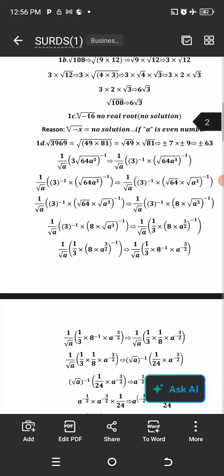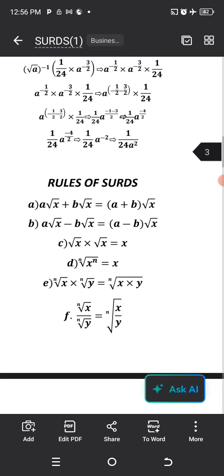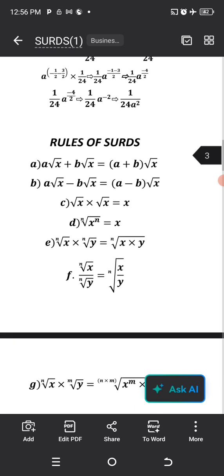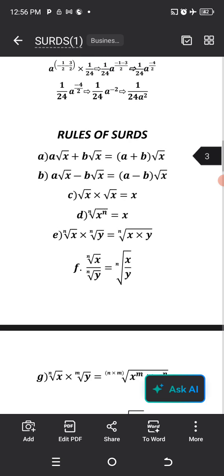So let's go to the rules of surds. Everything in mathematics has its own rules. We've done a lot of rules in indices, and even in integration there are some basic things you must know. But here we are focusing on surds. So what are the rules of surds? The first two, a and b, can be classed under the addition and subtraction rules of surds.